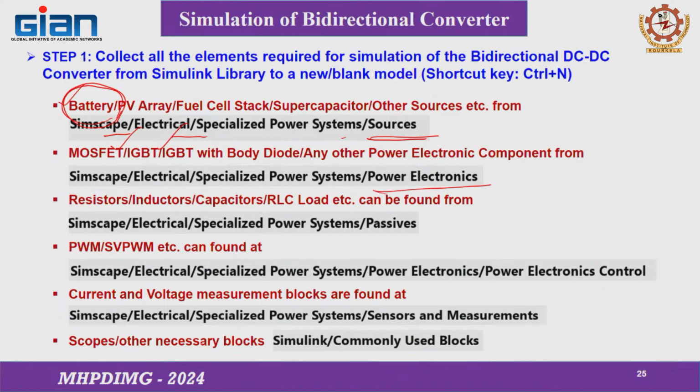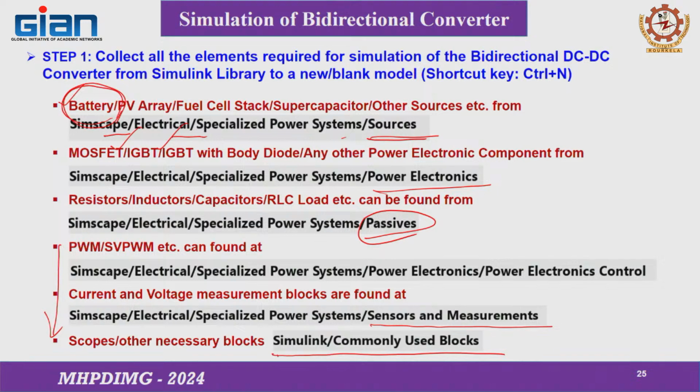Then all the filter components and the load, the resistor, inductor and capacitors, you will get inside the passive components, under Simscape, Electrical and Specialized Power Systems. This slide I will share, and you can see how to get all the components. For the voltage and current measurement you will use the sensor measurement blocks, and for scopes you can use the commonly used blocks inside Simulink.